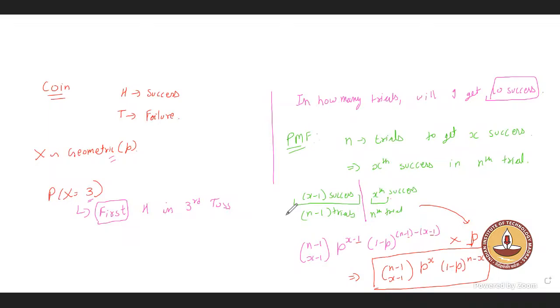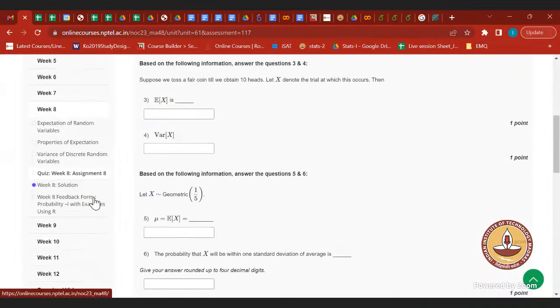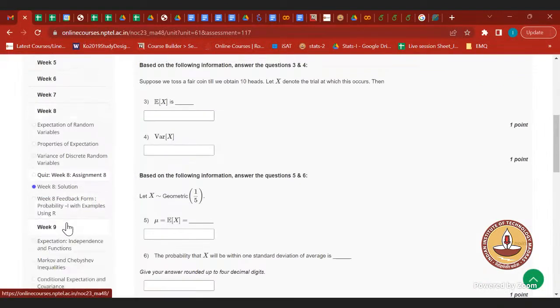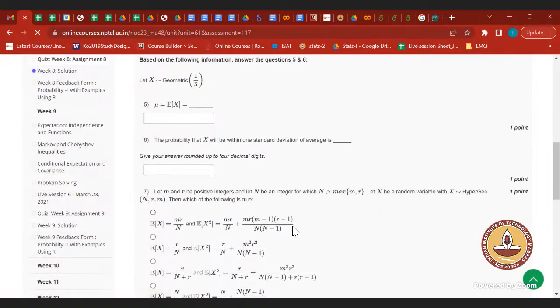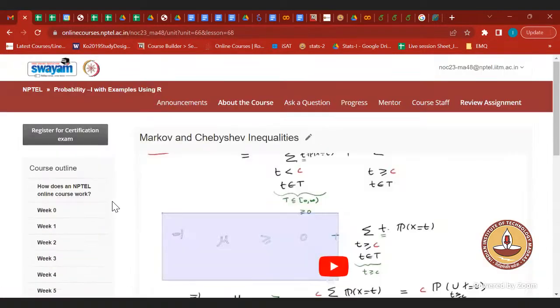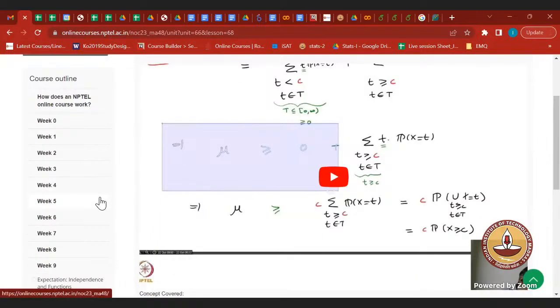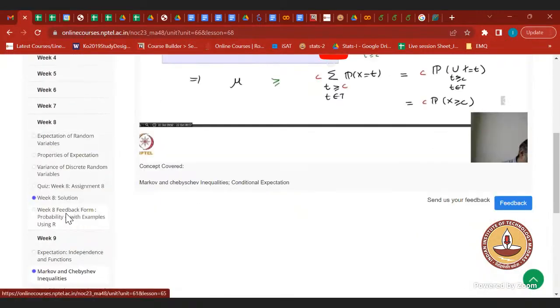Okay. And can you talk a little bit on the inequalities, Chebyshev and Markov's? Okay. In which week is it? I think it's in the 9th week. It is the 9th week. Oh, okay. These Markov and Chebyshev inequalities, right? And this one, 8th week, question number 7, I couldn't understand what it is.